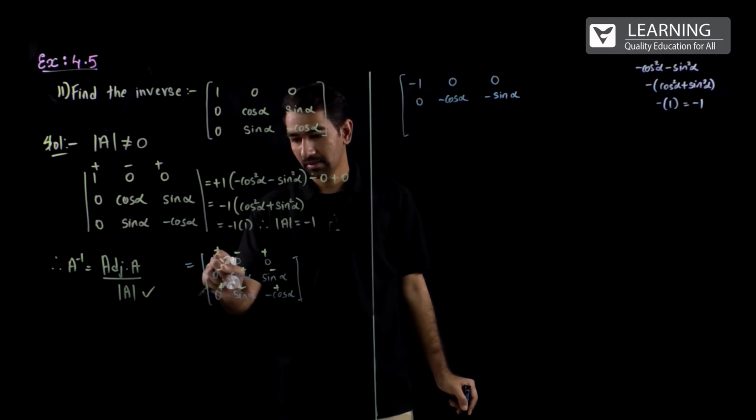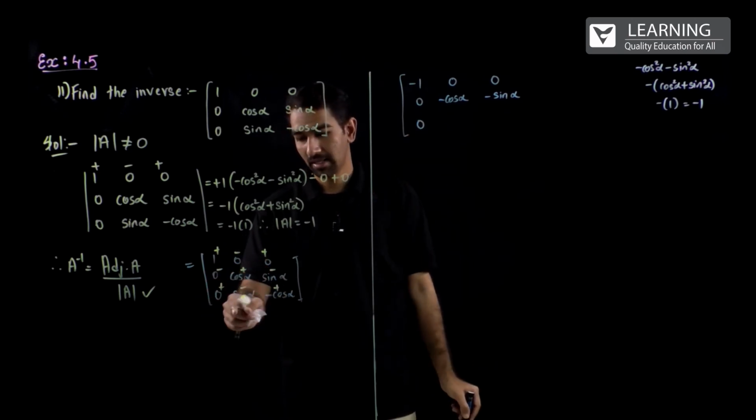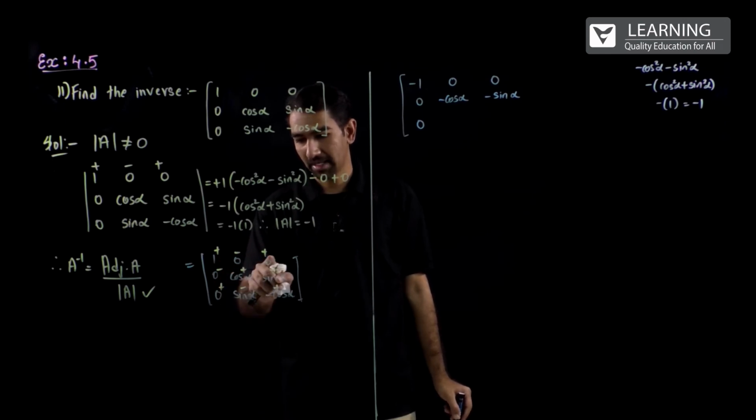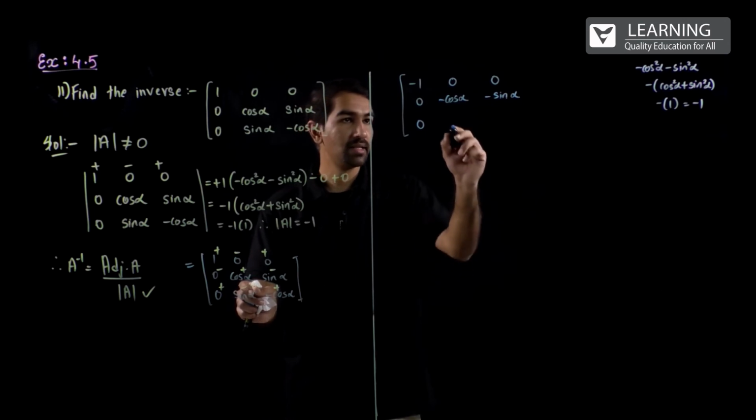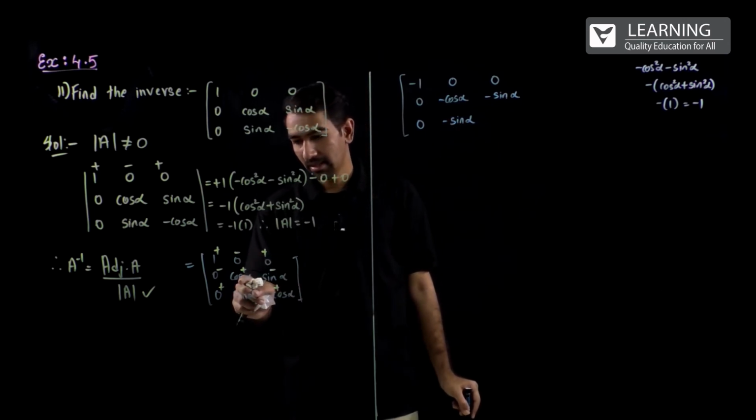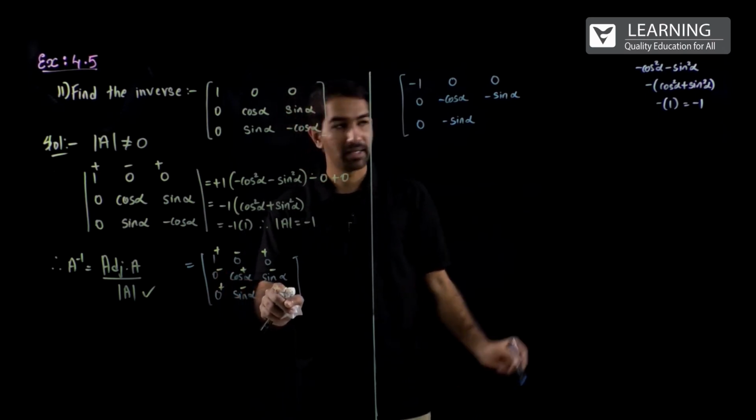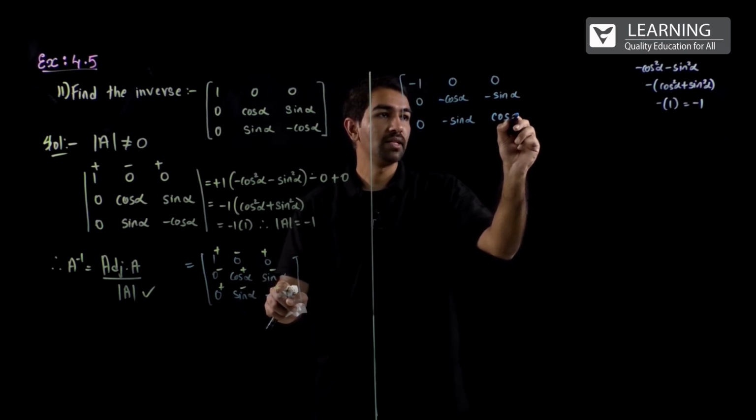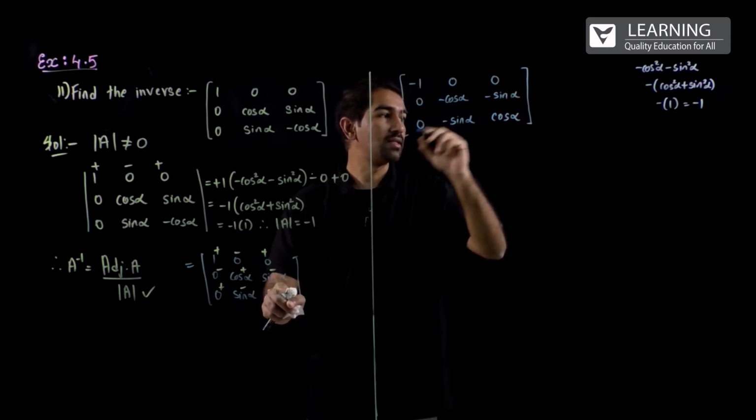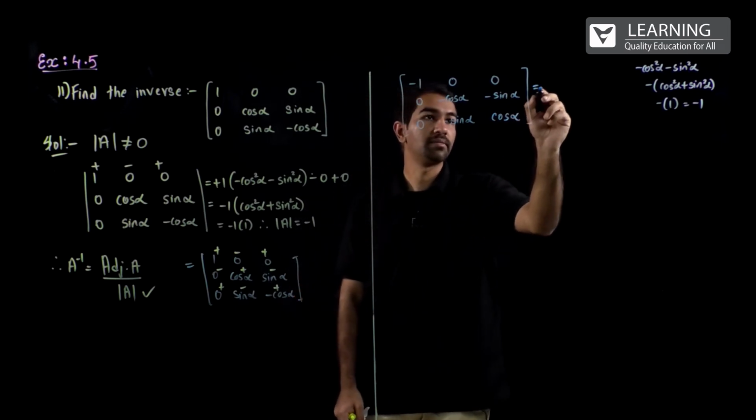This 0, this and this are gone, so 0 into 0 is 0 as it is. Sin alpha is becoming plus sin alpha minus 0, so plus sin alpha into minus is minus sin alpha. And the last one, cos alpha minus 0, so becoming plus cos alpha. Here the cofactor is plus only, so we write cos alpha as it is. So this will be our adjoint of A.